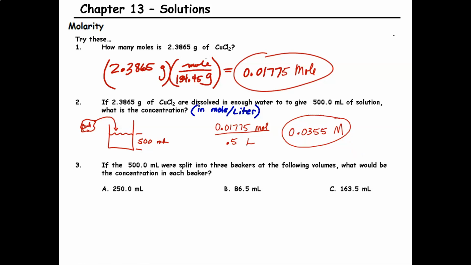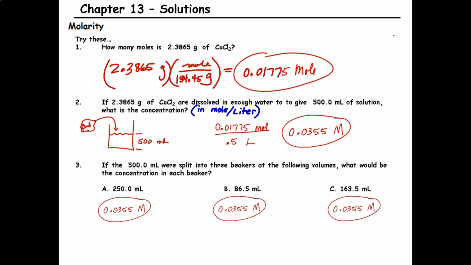Now, question number 3. If I take that 500 milliliters of solution and split it into 3 beakers at the following volumes, what will be the concentration in each beaker? So I'm going to take that solution, split it up into 3 beakers, and I want to know what the concentration will be in each one of those beakers. Now realize that this is a trick question, because we already know the concentration, and splitting it into 3 different beakers is not going to change the concentration. The concentration stays the same no matter how we divide it.